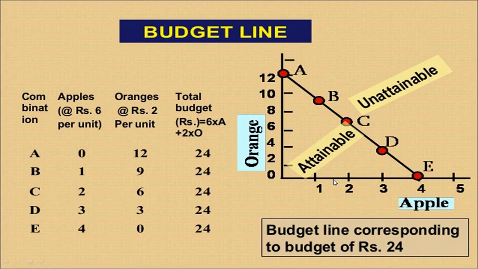Now see in the graph we have considered apples on the x-axis and oranges on the y-axis. This is the combination A where the number of apples is 0 and the number of oranges is 12. This is combination B, C, D and E. If we join all of these points, we get a line which is known as the budget line or price line. Now the budget line divides the graph into two parts. This part is known as the attainable set or attainable area or attainable region or feasible region. And this portion is known as the unattainable region. So this is the concept of the budget line.